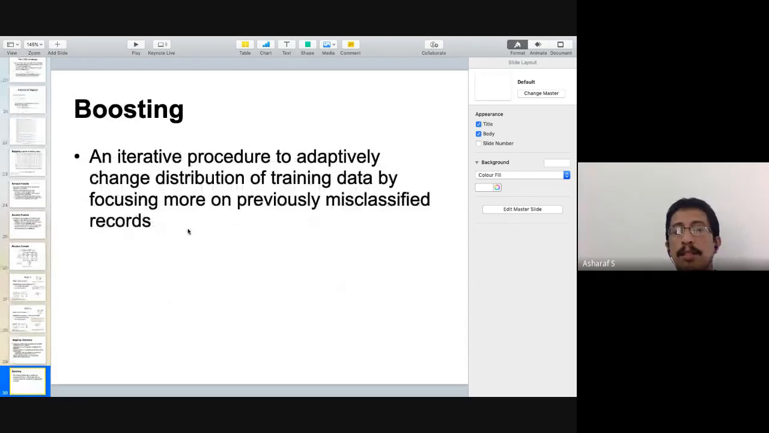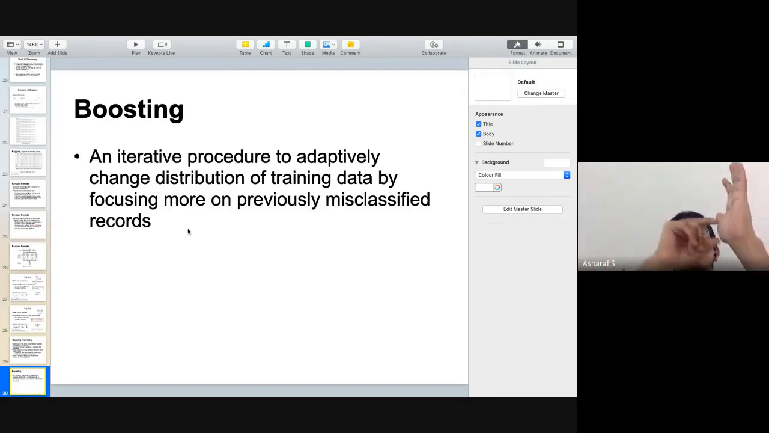And there is another ensemble method called boosting, and we'll be looking at a very specific algorithm in boosting called AdaBoost. Boosting is an iterative procedure to adaptively change the distribution of training data by focusing more on certain points. So let me do a recap.